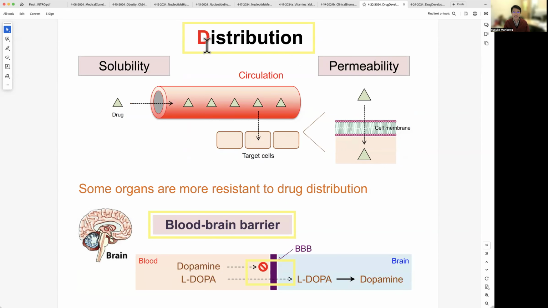And D, in ADME, is distribution. Various things affect how a drug can distribute in our body. A good example of this distribution is the blood-brain barrier. We talked about this before in the different lectures. Some chemicals cannot pass through this particular layer between blood and brain, the blood-brain barrier. So those are going to affect the distribution. The blood-brain barrier is an example of affecting drug distribution.